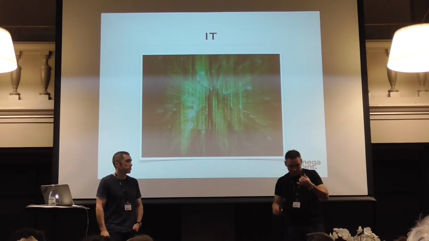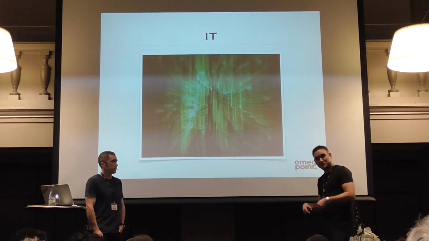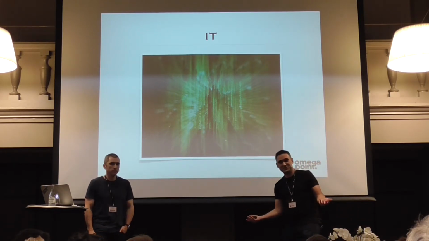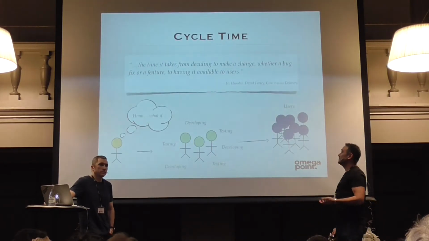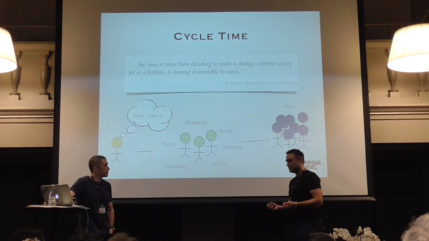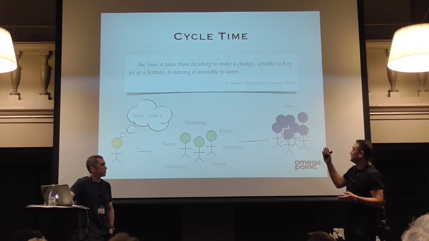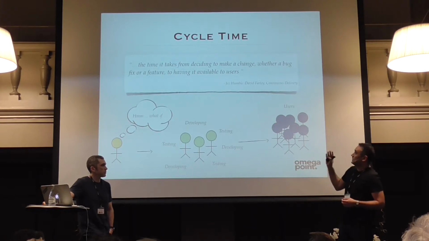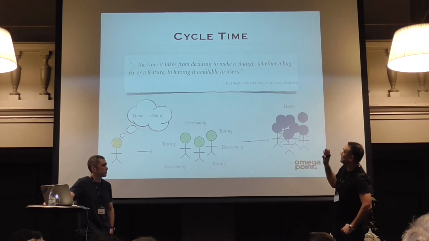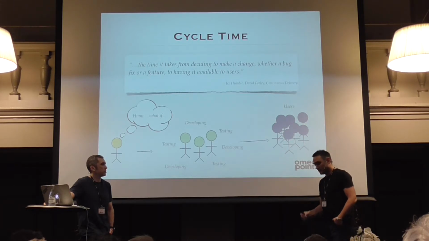Okay, so we have looked at the organizations, the processes, and the business, but now we need to look at ourselves, right? What about IT? Are we perfect? Do we know what to do? Of course not. And in order to realize this, as an organization, we should really look at something called cycle time. Jez Humble and David Farley defined in their book Continuous Delivery that cycle time is the time it takes from deciding to make a change, whether a bug fix or a feature, to having it available to users. And that really makes sense.